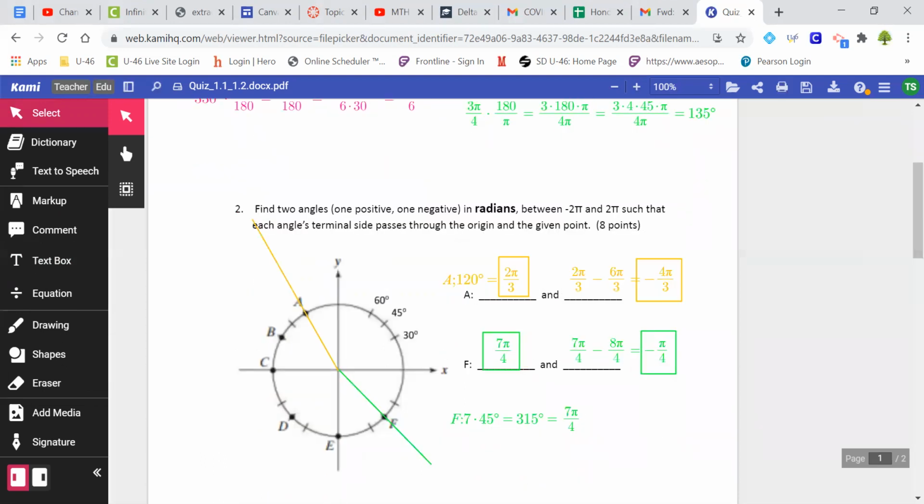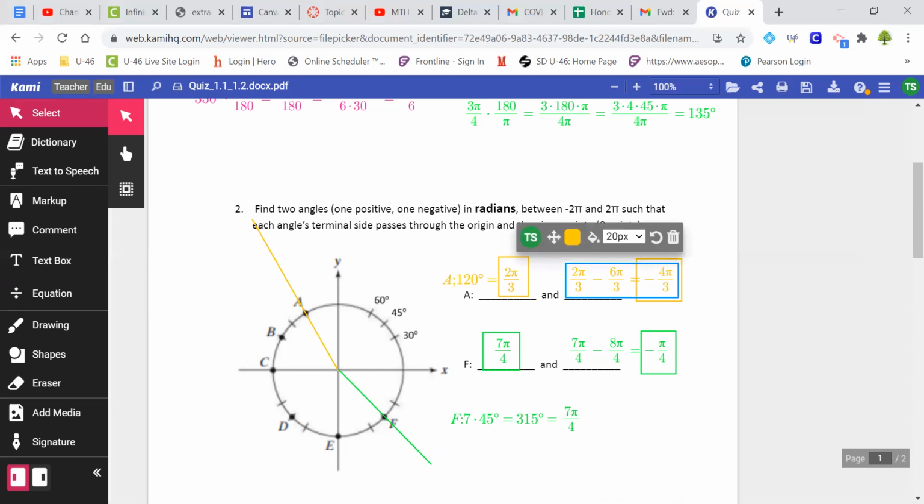Number 2, you want 2 angles that are coterminal, one positive, one negative, between negative 2 pi and 2 pi, such that it goes through the origin and point A. Now, point A is 120 degrees because you've got 60 degrees here, and another 60 will get you right there. So it's 120 degrees, which is 2 pi over 3 radians. And to find the negative version of that, you just rotate backwards a full circle. A full circle is 2 pi. So I want to subtract 2 pi.